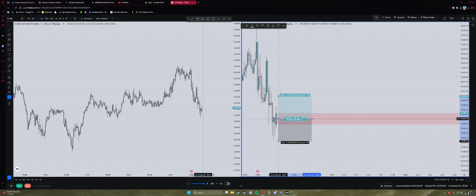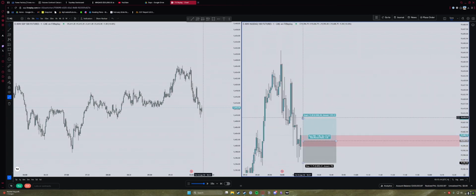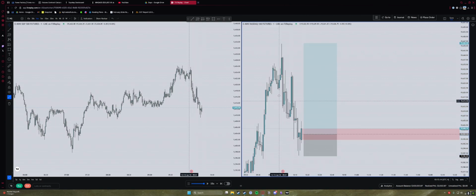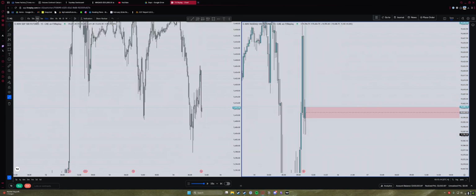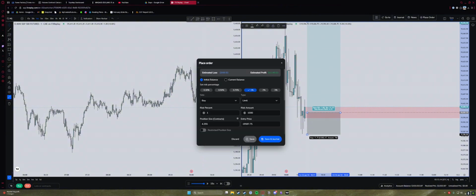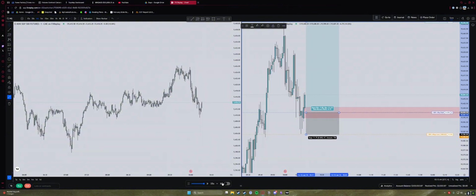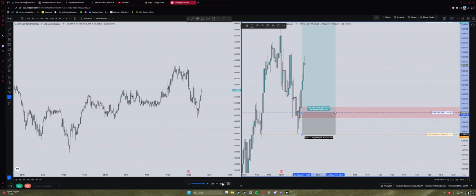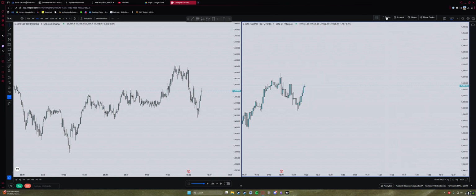It's 14 seconds outside of the macro, but it would still be permissible for me to take this because we have SMT, higher time frame PD arrays and everything. So I will still take this if I can get an entry. Might not. No, it ran without me. Sometimes things like that happen, but it's okay.